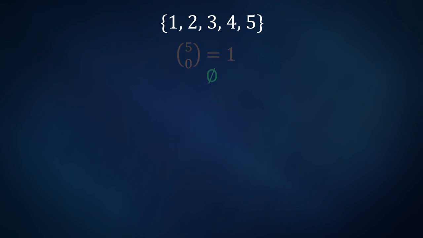Also, 5 choose 0, that's also 1. That counts the ways to pick no objects. The number of ways to pick nothing, denoted by the empty set.